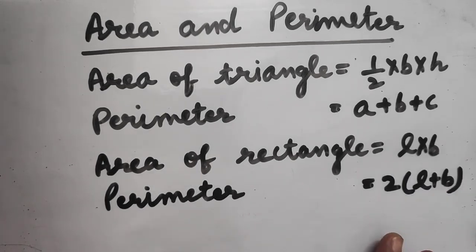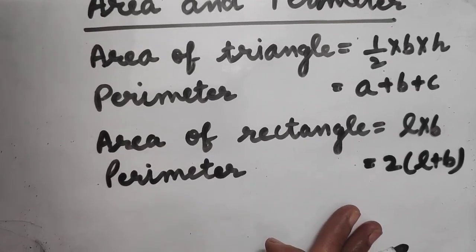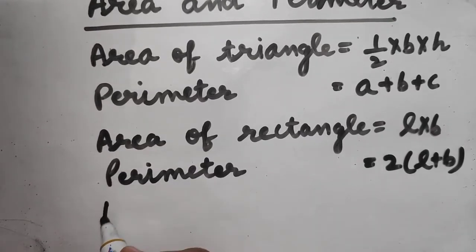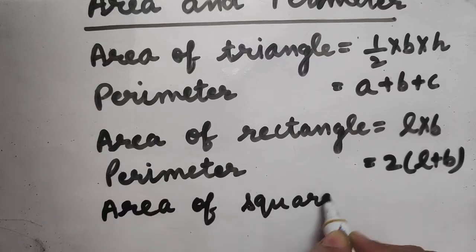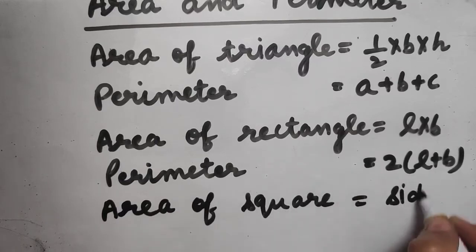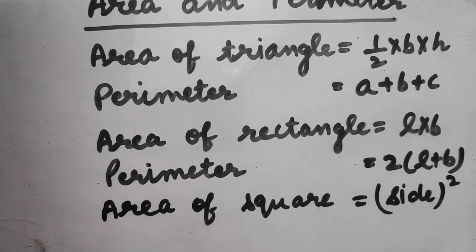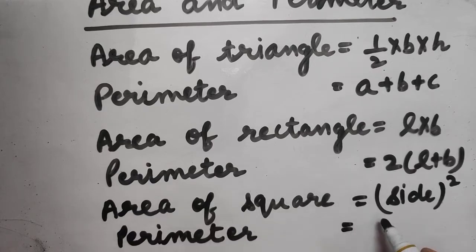These are the formulas which you have already done in your 7th standard, and in the very first lecture we have discussed all these formulas. So again we are focusing on the formulas. Area of square is equal to side square, or A square if you are taking side as A. Perimeter of square is equal to 4A, sum of all the sides.